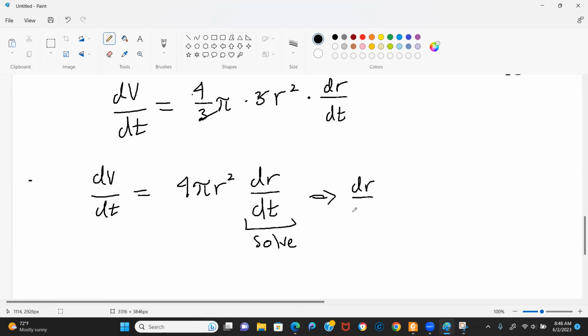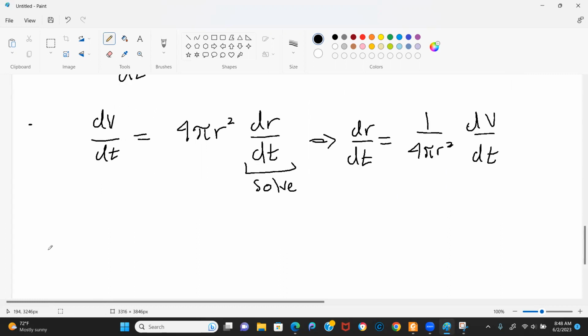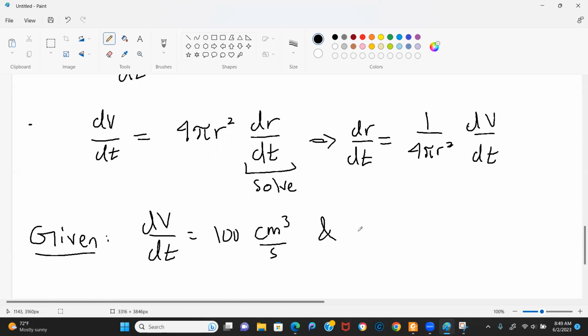So dr/dt is going to be 1 over 4 pi r squared times dV/dt. So remember what we're given: dV/dt is equal to 100 cubic centimeters per second, and r is equal to 25 centimeters.